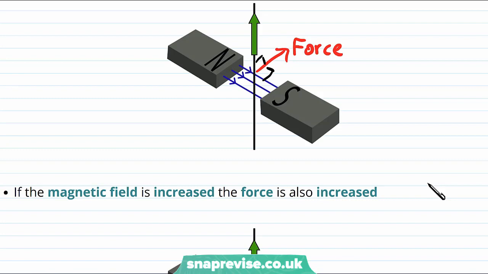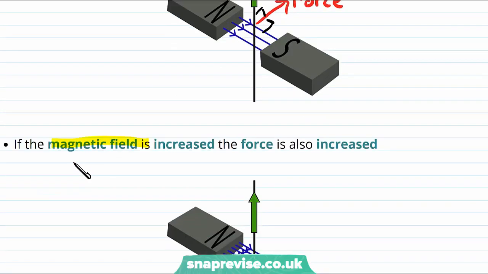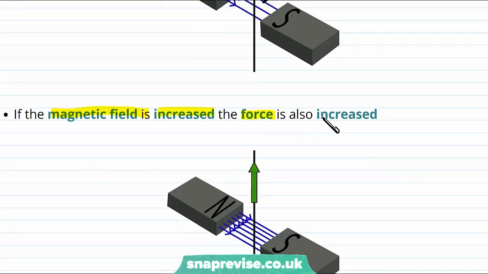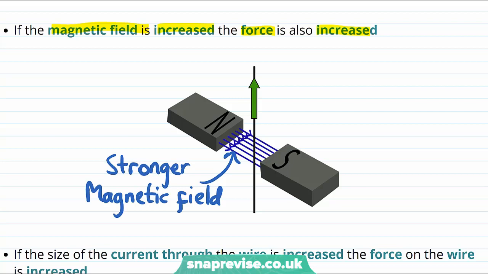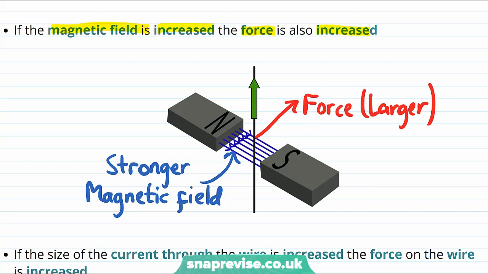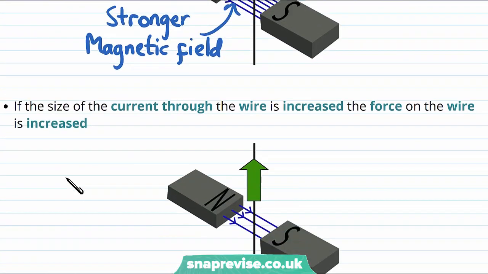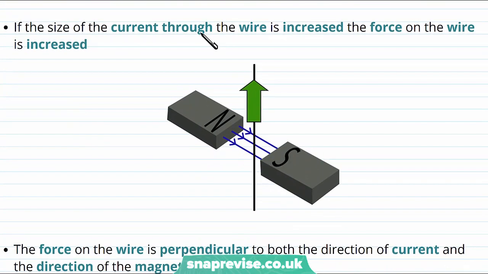Let's look at some properties of this force. Turns out if the magnetic field is increased, then the force on the wire will also be increased. So here, by drawing more field lines closer together, we've represented a stronger magnetic field. And the result of this is that the force exerted on the wire will actually be larger. Rather than controlling that magnetic field, there's something else we could change. It turns out that if the size of the current through the wire is increased, then the force on the wire will again be increased.